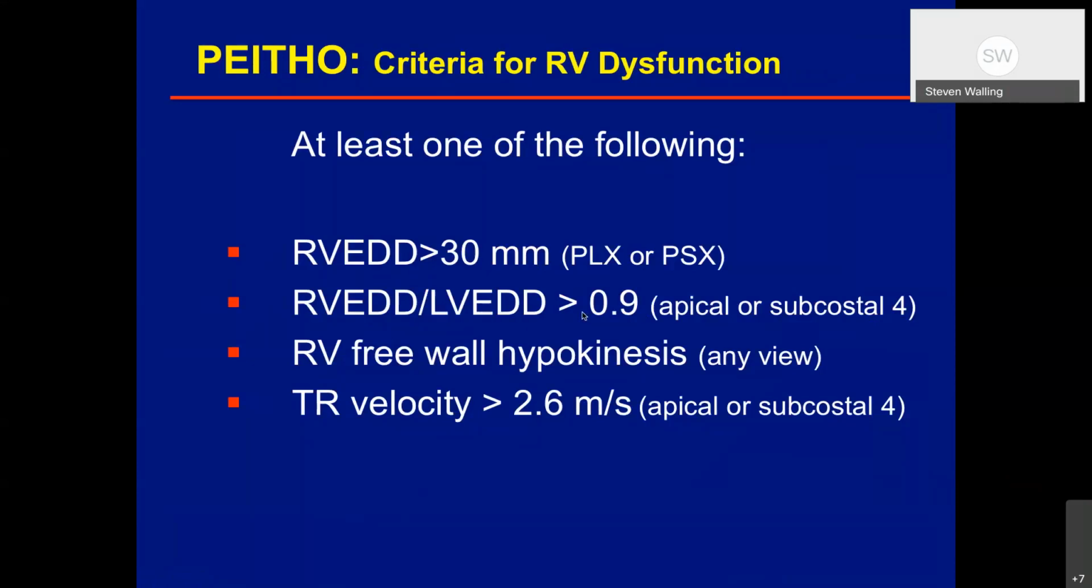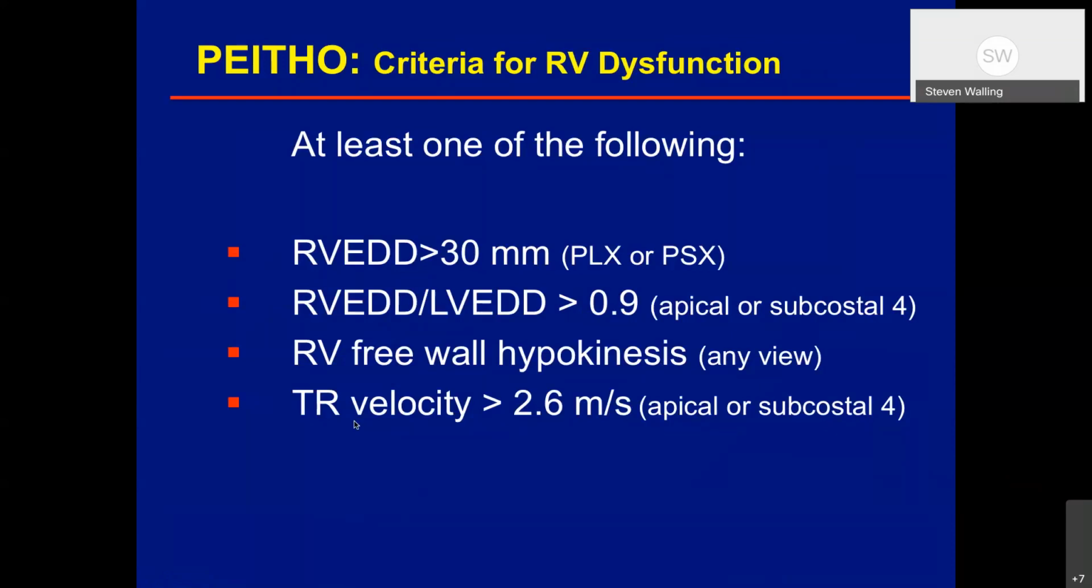In terms of function, there is RV free wall hypokinesis, which could be assessed visually, or you can also use TAPSE, S prime, or even more advanced strain imaging. I don't think they specifically looked at either one of them. And lastly is the PA pressure. Remember, PA pressure goes up, but not necessarily super high, because the RV is not going to generate that much force to have that high a gradient.